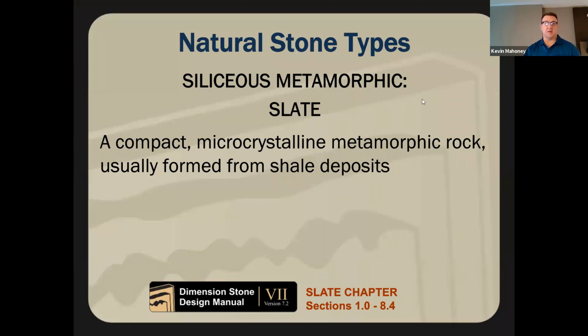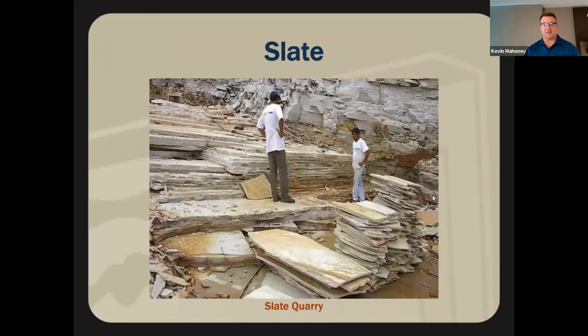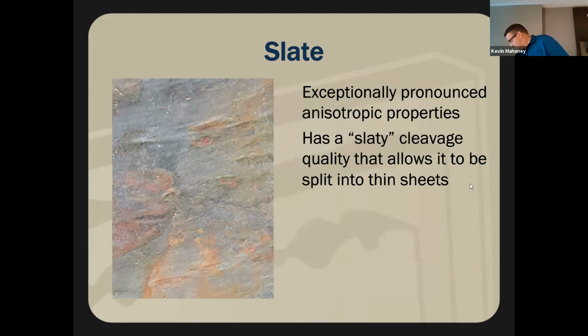Slate, a siliceous metamorphic rock formed from shale deposits. Here is slate being harvested. A lot of times it's easier to harvest. However, because of the way slate is formed, it's tougher to get larger sheets. Somebody may say, I love the way that looks, but I want sheets that are 4 by 8. Sometimes the very nature of nature and how it's formed limits how big we can make those sheets. Slate has anisotropic properties, which means it's much stronger one way than the other.